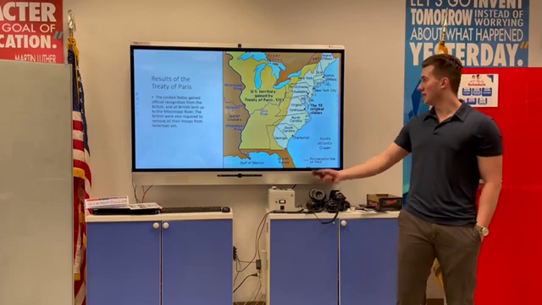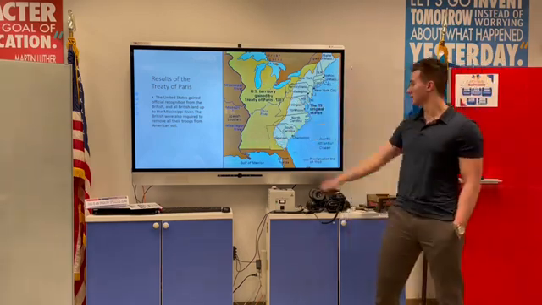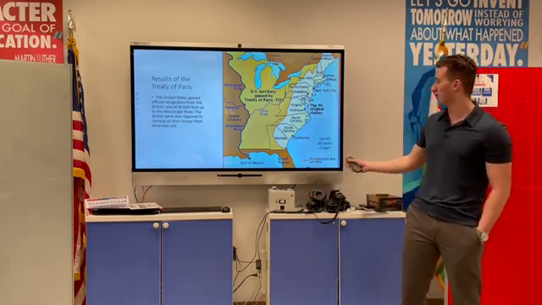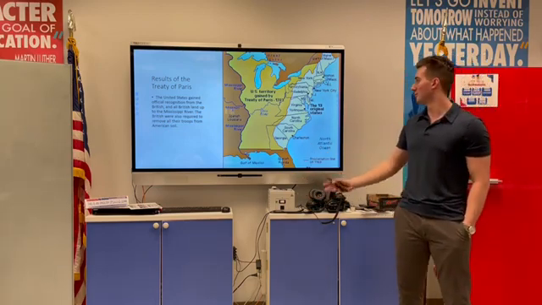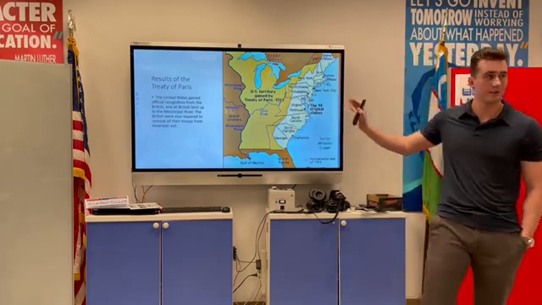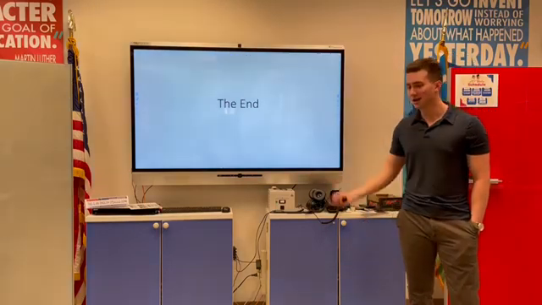The results of the treaty, the Americans got all this land up to the Mississippi, official recognition by the British government. So America is officially a country, and British took all their guys out of American soil. Okay, 13 colonies are free; they're their own thing now. So that's the end. That's all I got.